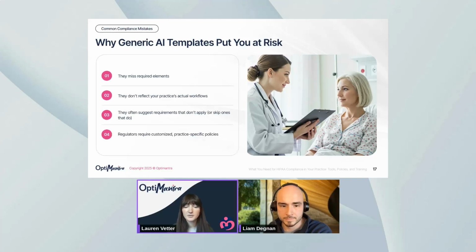And then finally, this fourth point here is that regulators are super clear that compliance documents must be customized and practice specific. So policies that read like very generic AI templates are going to be a red flag in an OCR audit. The goal here is not to scare anybody or eliminate AI from your practice entirely. It's just to make sure that you're using it responsibly. Use it to help you brainstorm or organize, but your final policies need to be reviewed by experts and tailored to how your practice is actually going to be operating.